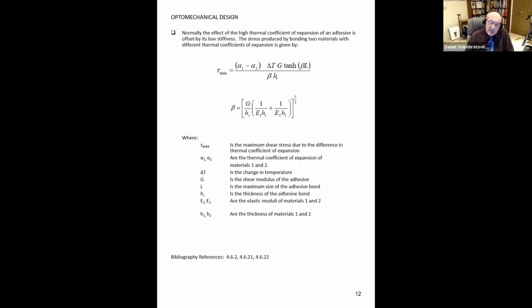That in turn will dictate the size of the bond, and then we can derive perhaps a series of spot bonds. Now you'll notice down at the bottom a thing that says bibliographical references.